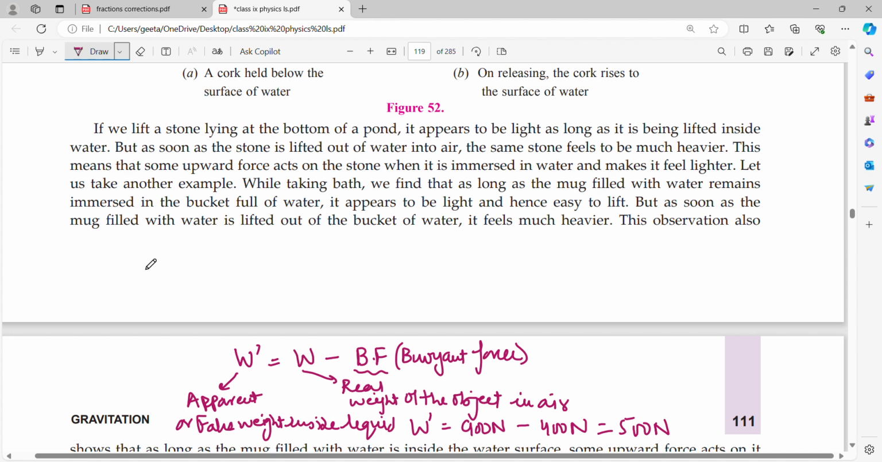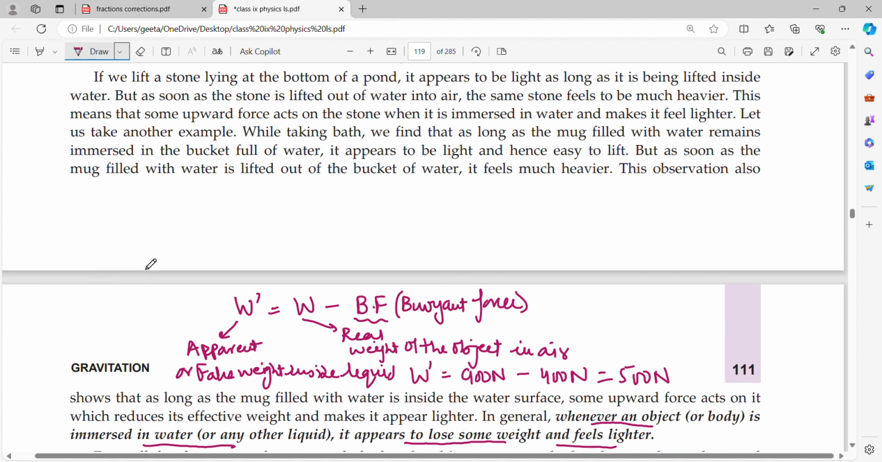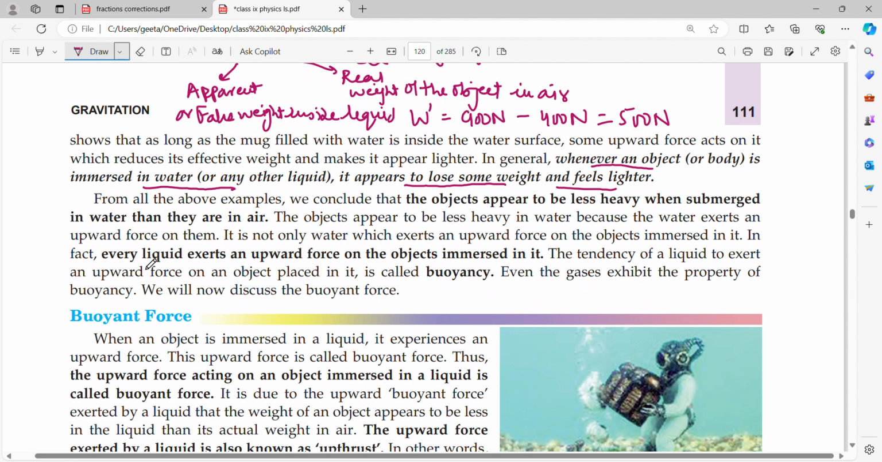Okay, so if there is a stone lying at the bottom of a pond, then it will appear light to you as long as it is inside water. But when it comes out in air, it will appear to you much heavier. Why so? Because the time it is in the water, there is one force acting on it. That force is called buoyant force, which will reduce its weight. I hope I am clear here.